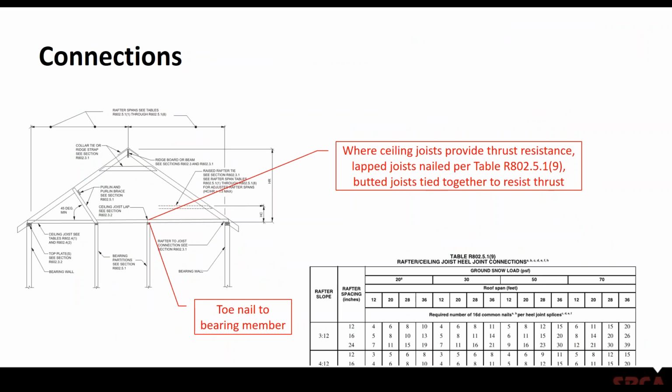Again, discussing some of the connections, which we've already kind of talked about. Obviously, in this case, the bottom chord, or excuse me, the ceiling joist is being used to take the thrust out, and so whatever the nailing requirement was where that ceiling joist ties into the rafter, if you butt or connect 2 ceiling joists at an interior bearing, they also have to be connected in similar fashion.